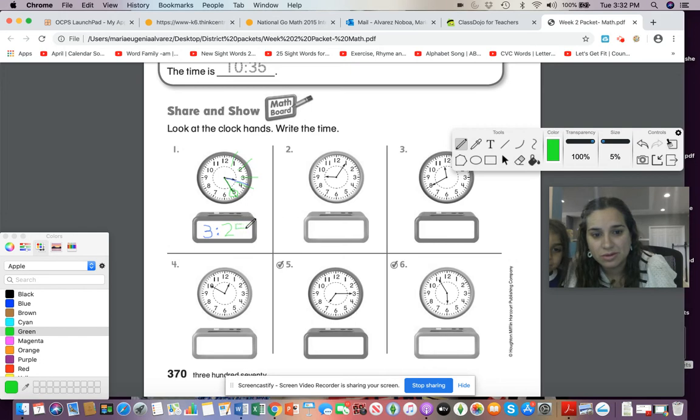I know how to write 5. Yay! So now we wrote the time because the hour hand is in between the 3 and the 4. So that means it's 3 o'clock. It's not 4 yet. And the minutes, I counted by 5s to find out how many minutes is 5. And we counted to 25.